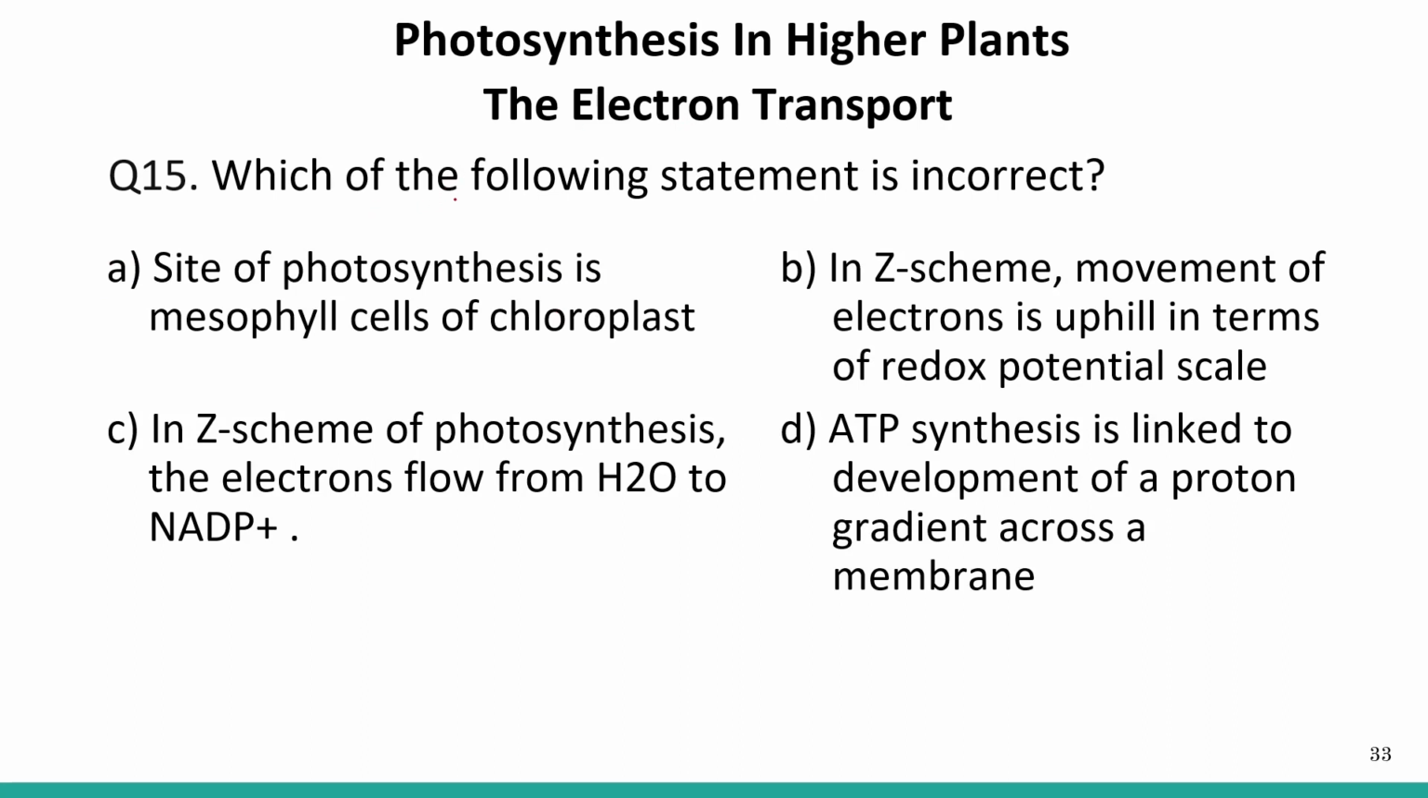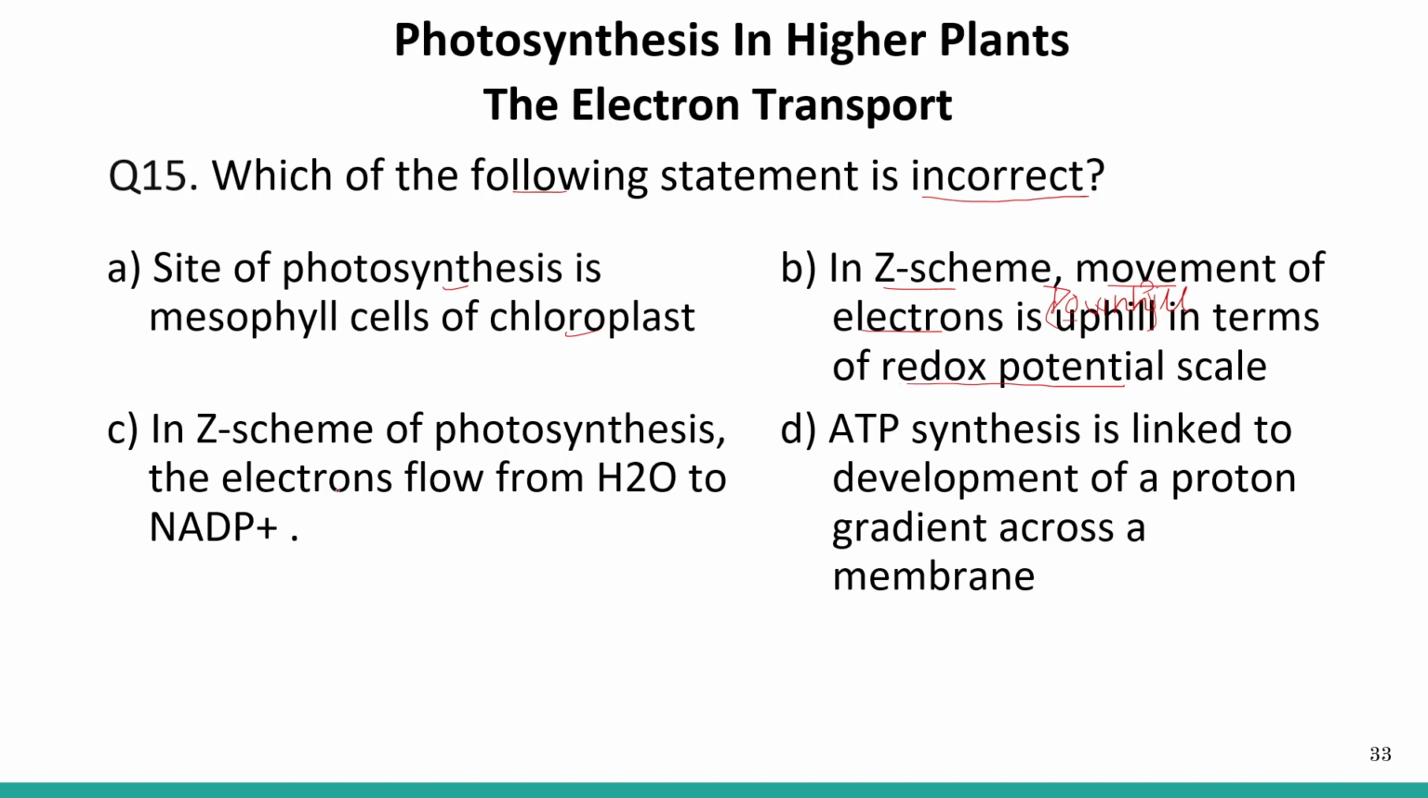The next question is, which of the following statements is incorrect? First is, site of photosynthesis is the mesophyll cell chloroplast. Second option is, in Z scheme, movement of electrons is uphill in terms of redox potential scale. So this is not correct. It is always downhill, not uphill.